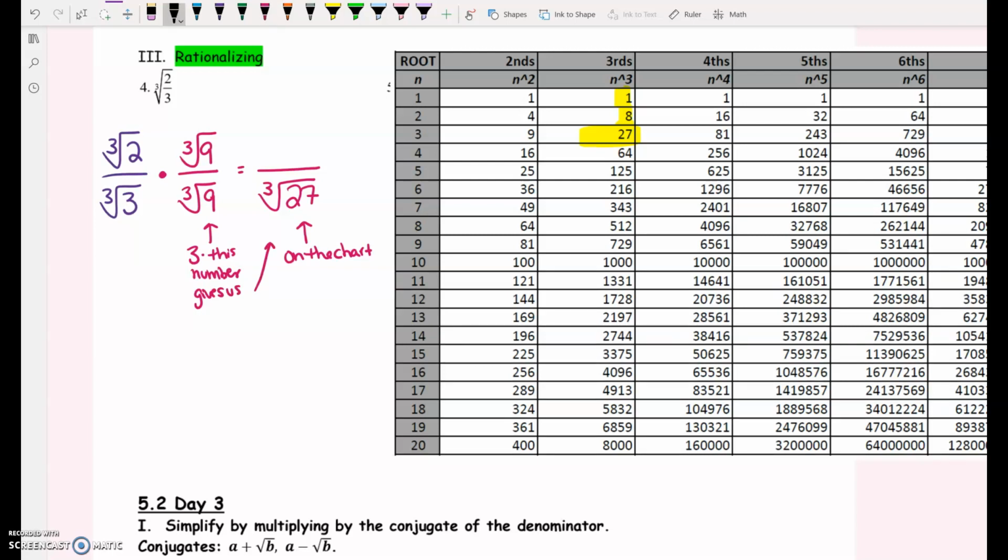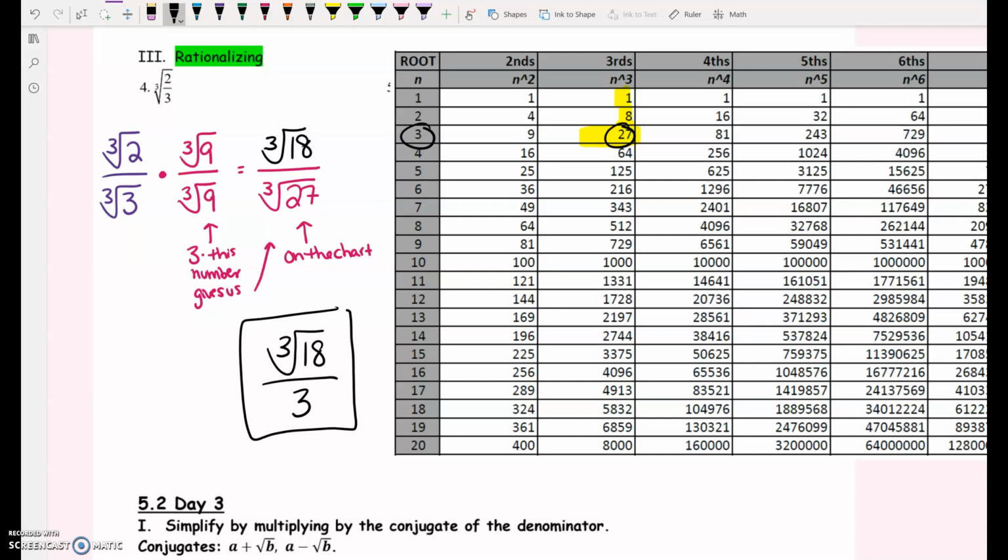Okay, then on the top, the cube root of 2 times the cube root of 9, that's going to give us the cube root of 18. So our answer here is the cube root of 18 over the cube root of 27, which is 3. We no longer have a radical on the bottom, so mathematically this answer is now beautiful again. In math, having a radical on the bottom is very ugly, awful, terrible. We have to resolve that so that it's, again, beautiful and fine.